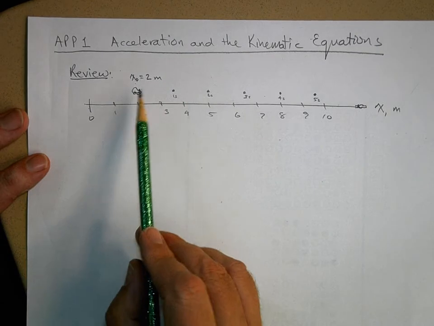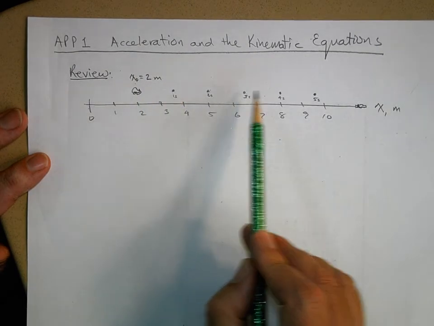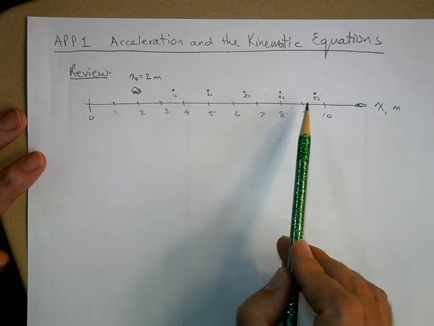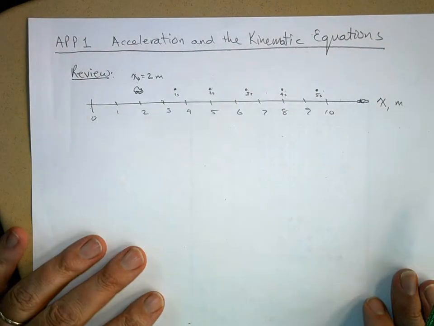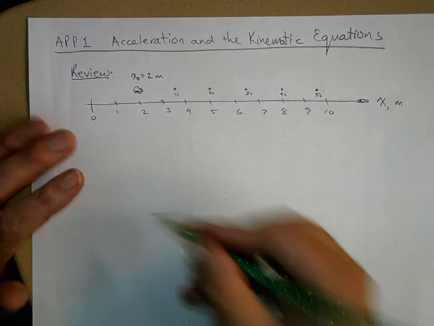Right, so this car, notice that where the car is located at each time, the distance covered is a constant, isn't it? So that means that the velocity is a constant. Here's what we did.